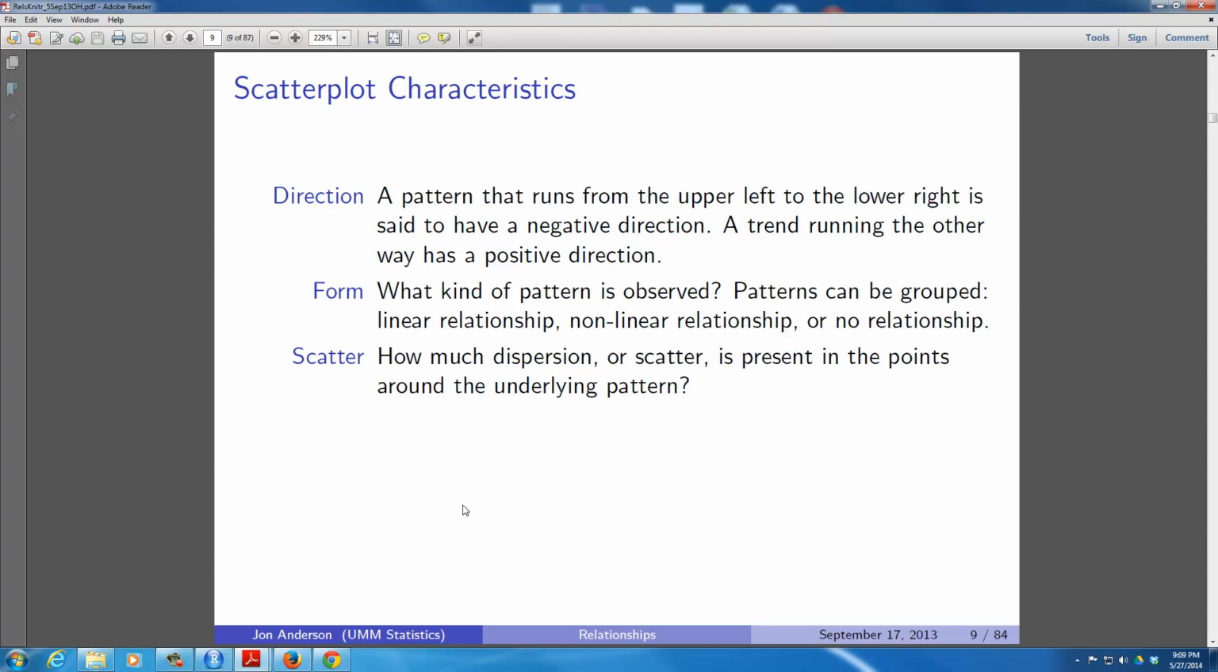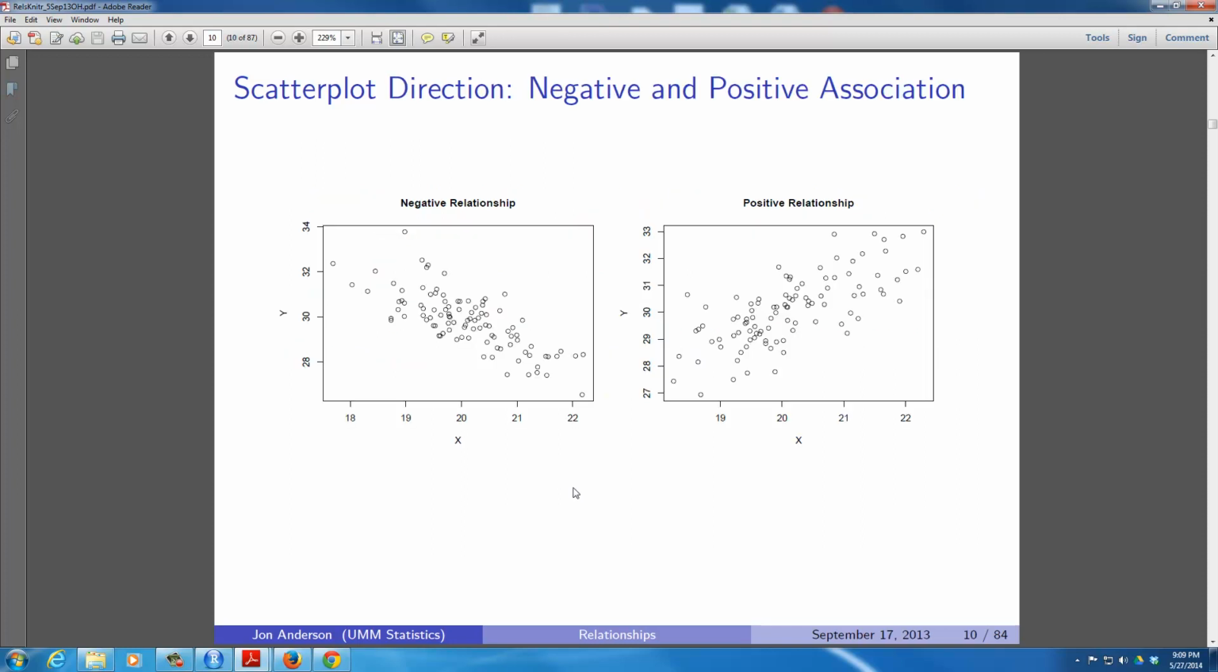Form of the relationship is what kind of pattern in the points do we see in a scatter plot? Is it sort of a straight line, linear kind of pattern, or do we see curves or nonlinear relationships? The other thing we would notice is how much dispersion or scatter there is in the points. And so let's talk about some of these with some examples.